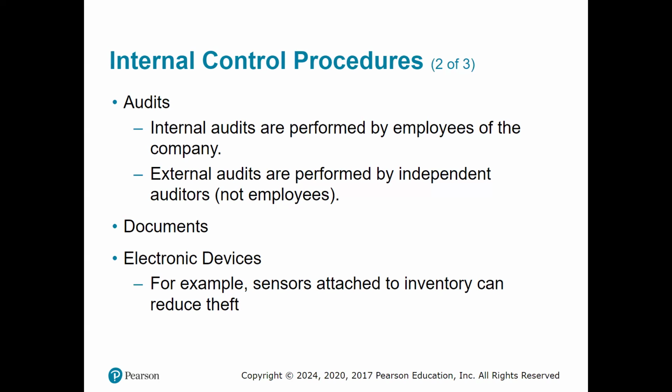Maintaining documents and documentation of things that are recorded is important. And then using electronic devices to track things can be another control procedure. So places that have tons of pallets of inventory might have RFID tags or other electronic inventory tracking mechanisms in place to count and keep track of inventory locations.